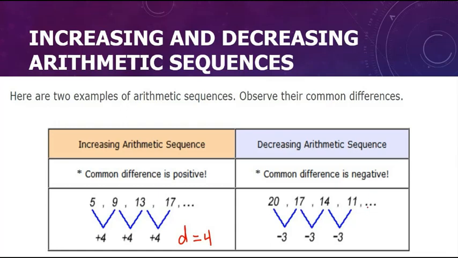Let us now have this sequence. We have 20, 17, 14, 11. Kung mapapansin nyo, pababa siya ng pababa, di ba? Ito, pataas ng pataas. O, parang spaghetti lang yan. Pataas, pataas, pataas, pataas. Ito, pababa, pababa, pababa. Kasi we are subtracting 3. So, 20 minus 3, that is 17. 17 minus 3, that is 14. 14 minus 3, that is 11.